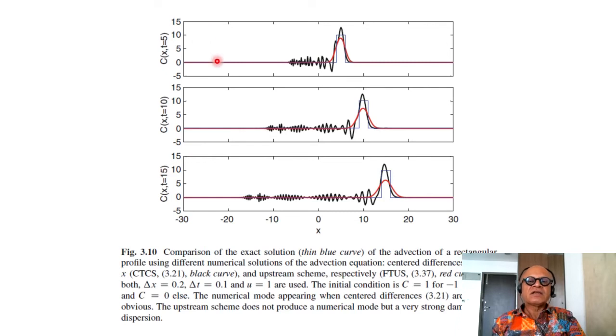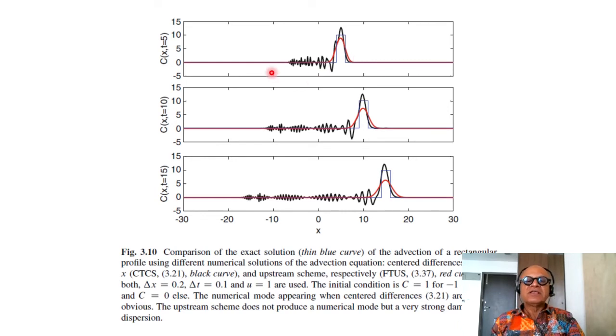It turns out that if you look at the solution from our previous central differencing, so central in time and central in space, we had this ringing which was propagating backwards in negative x while the solution was moving forward. The upstream method with Euler forward gives us a different numerical issue. It begins to have numerical dissipation or damping and dispersion.